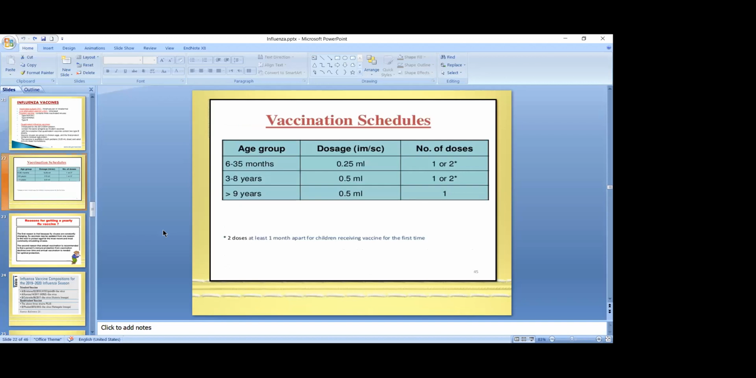This is the vaccination schedule, which is followed in developed countries. The age groups included in this schedule are 6 to 35 months, 3 to 8 years, and above 9 years. The dose for the pediatric group is 0.25 ml, and 1 or 2 doses are given. For 3 to 8 years, the dose is 0.5 ml, 2 doses at least 1 month apart for children receiving the vaccine for the first time. There is no routine immunization against influenza here in Pakistan.